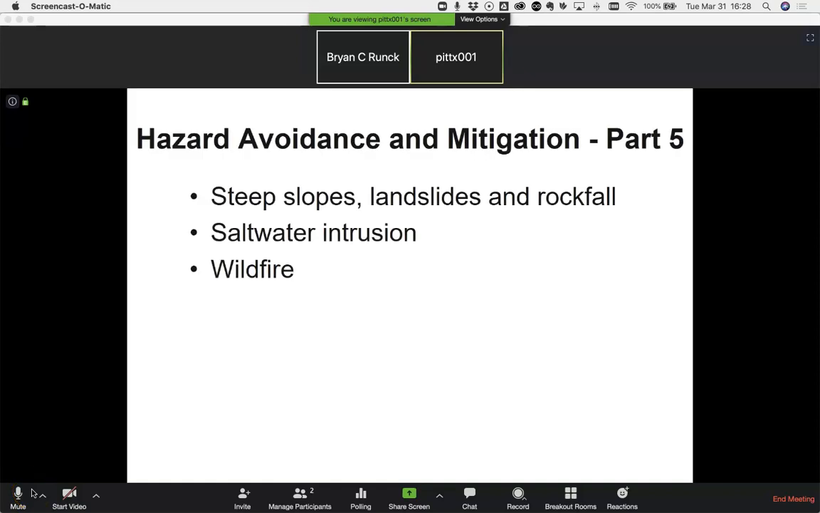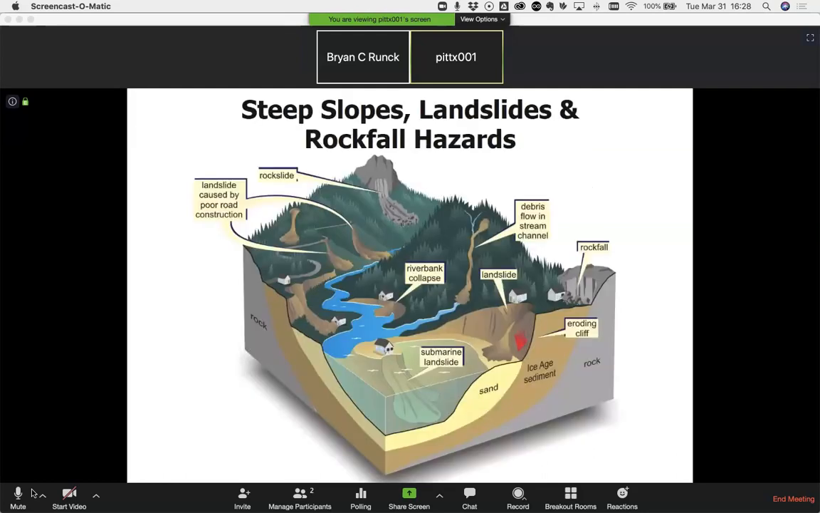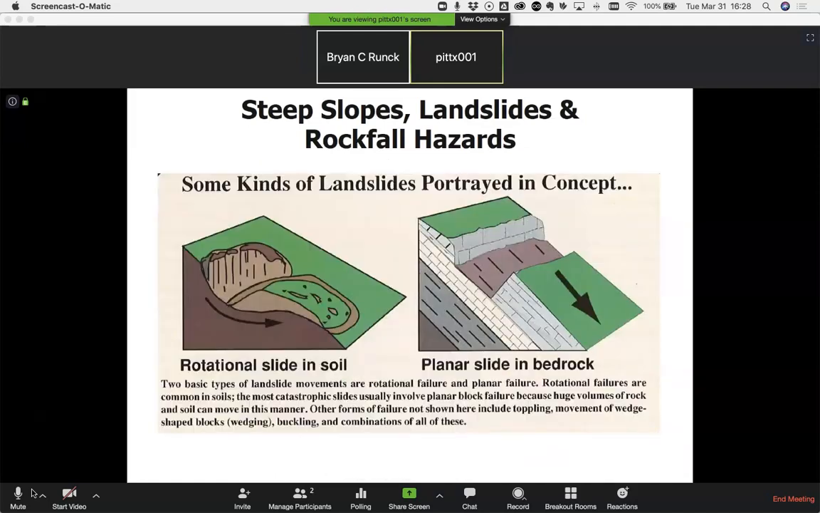In part 5 of this discussion, I want to talk about steep slopes, landslides and rockfall, saltwater intrusion, and wildfire hazards. Steep slopes, landslides, and rockfall hazards are associated with areas that have steep slopes and underlying soil and geologic material that's unstable and causes landslides and slope failures in the landscape.